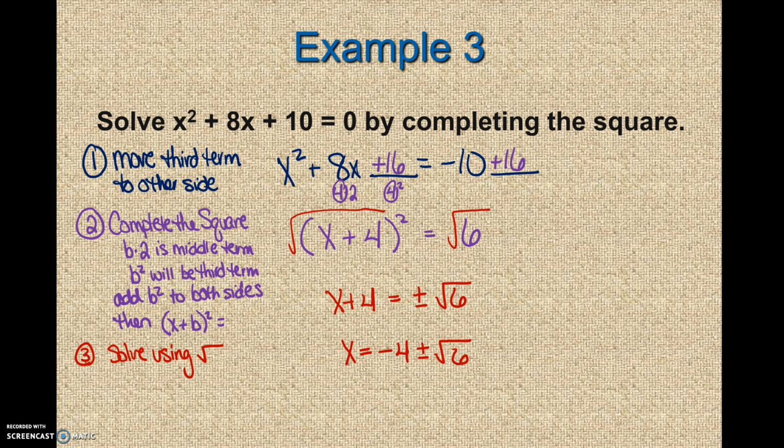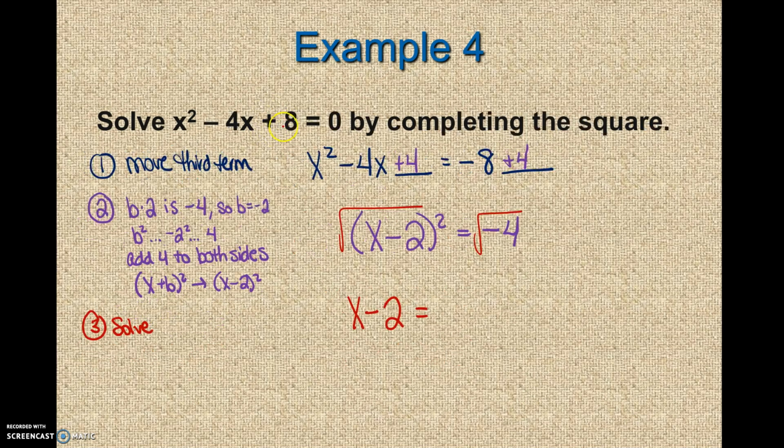At this point, I would like you to pause the video and try example 4 on your own. When you get to a point where you think you're done or you think you're stuck, then play the video and we'll start going through example 4. Pause the video. I don't think you've paused it yet. I think you're just waiting for me to do it for you. You need to pause the video.